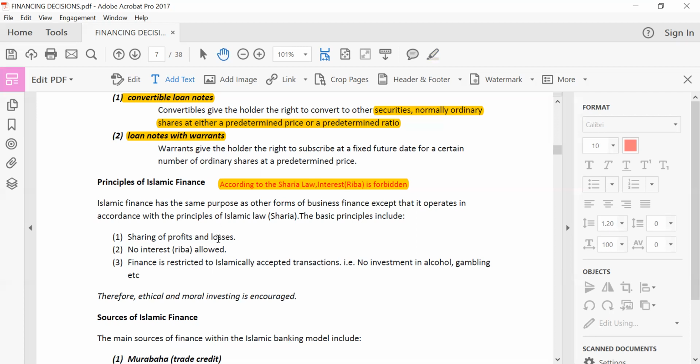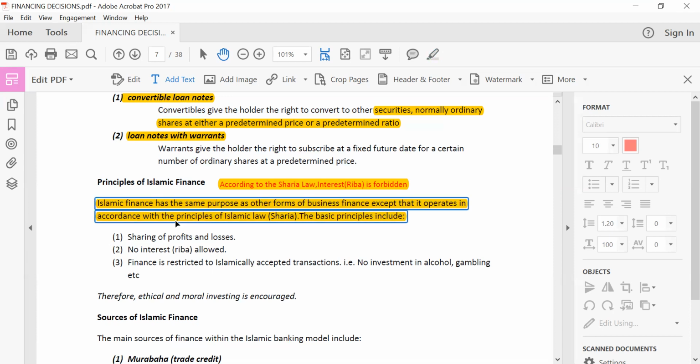But when you go for a loan from an Islamic bank, that one will be based on the principles of the Sharia law, which says that interest or riba is forbidden. Islamic finance has the same purpose as other forms of business finance, except that it operates in accordance with the principles of the Islamic law, the Sharia law. The basic principles include the following. That is their belief, right?